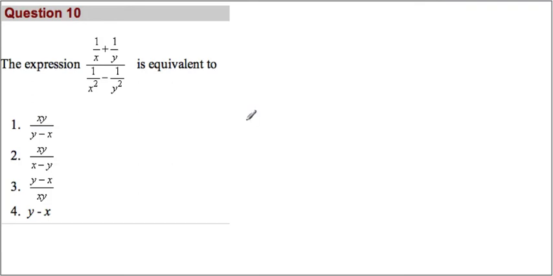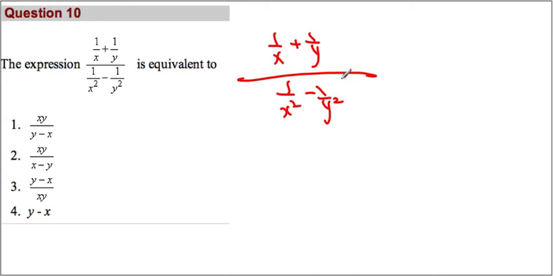Number 10, same idea as before in one of the questions. So 1 over x plus 1 over y, entire thing over 1 over x squared minus 1 over y squared. What should you multiply top and bottom, so that we can have no fractions? Yes, that's right, it will be x times y. But we need a square from both terms, especially for the bottom one.